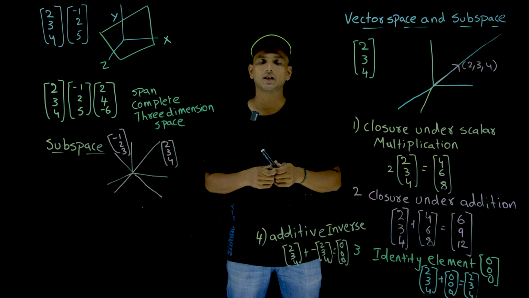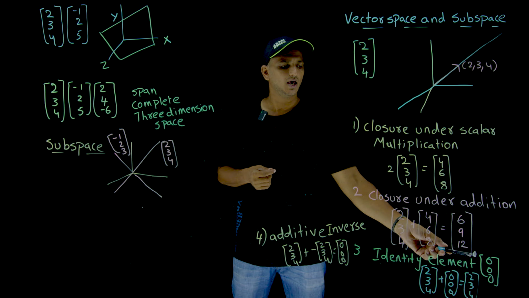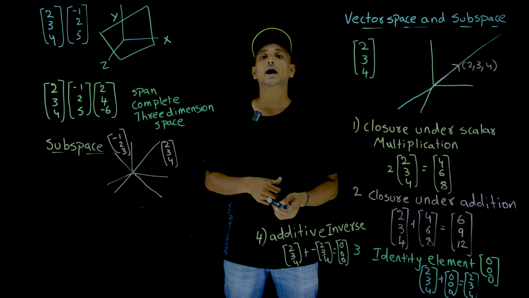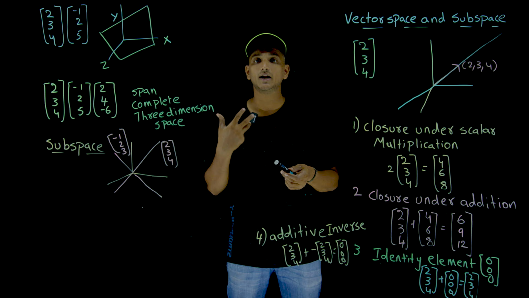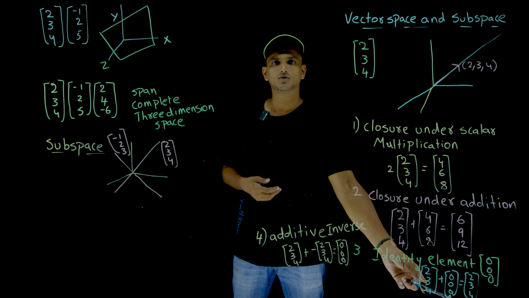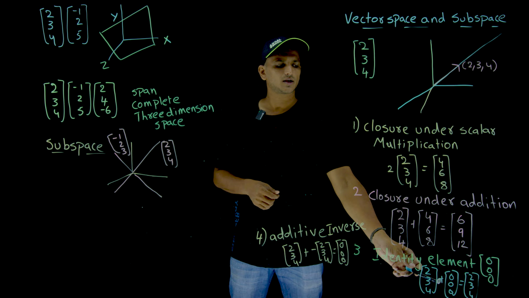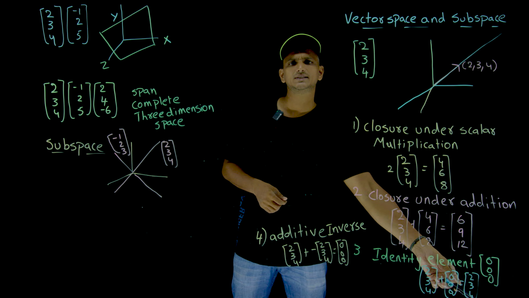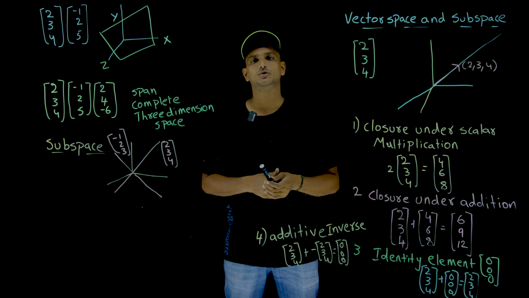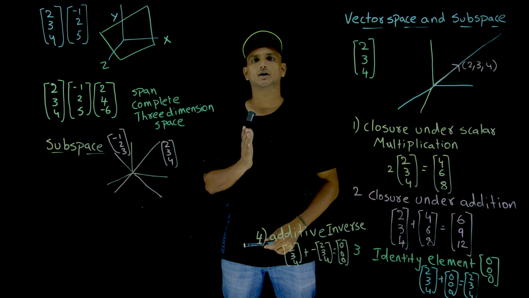The third property it has to satisfy is that it should have an identity element. Here the identity element is based on addition. 0, 0, 0 is the identity element. What does identity element mean? 2, 3, 4, when added with 0, 0, 0, gives the same element 2, 3, 4. A vector added with 0, 0, 0 gives the same vector. Then 0, 0, 0 is called the identity element. You take any vector, add it with 0, 0, 0, and you get the same vector.